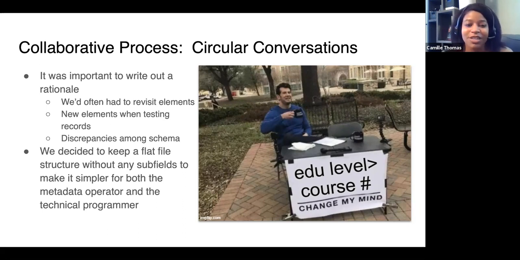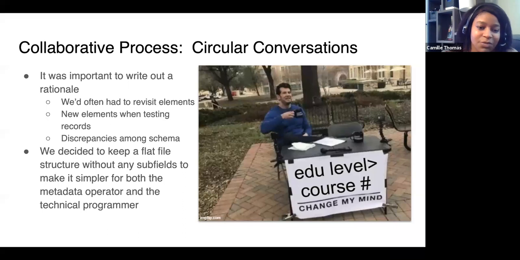A lot of my role in the collaborative process was facilitating the discussions and making note of our decisions, why we decided what we did, the rationale behind it, and, when there were new elements, being able to circle back to discussions that we already had about, like, education level versus course number, which we have on this meme that we have there. And do we need to include both? Do we need to include one? How is it going to be relevant to somebody working with the record?